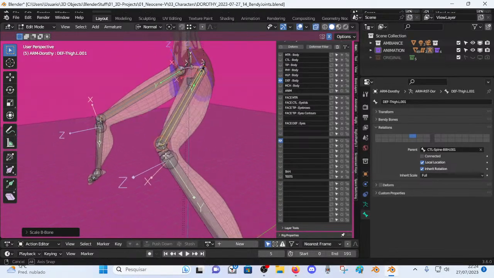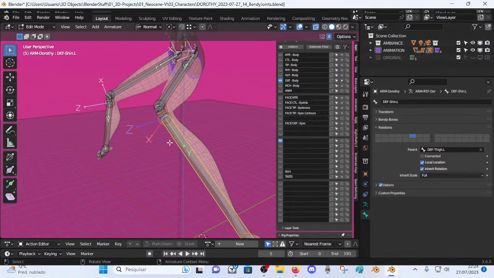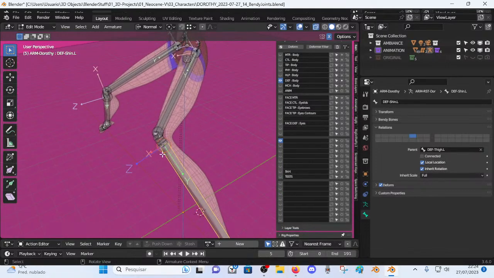I will probably require to... Will I make a knee bone for it? No, we're not going to make it. Instead we're going to make an FK parenting.